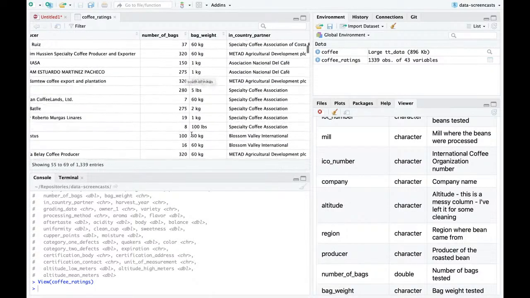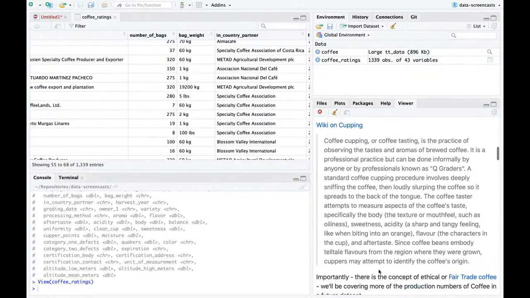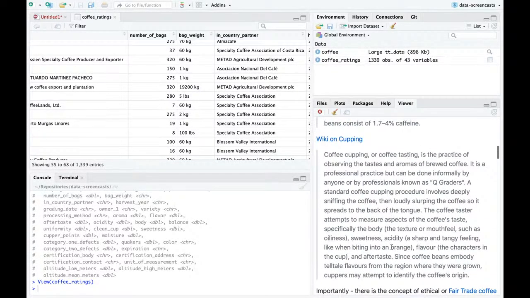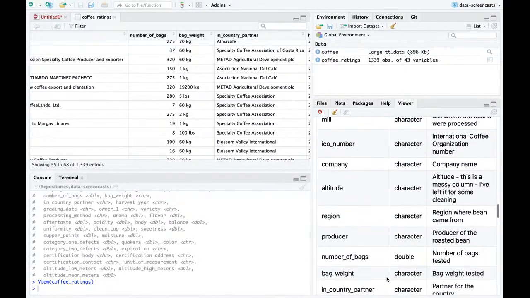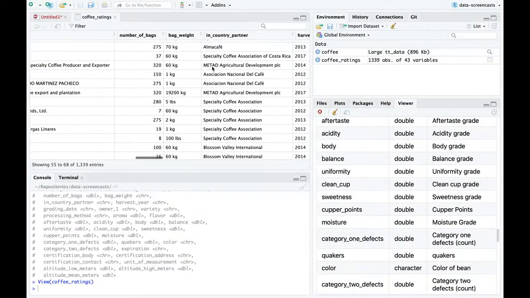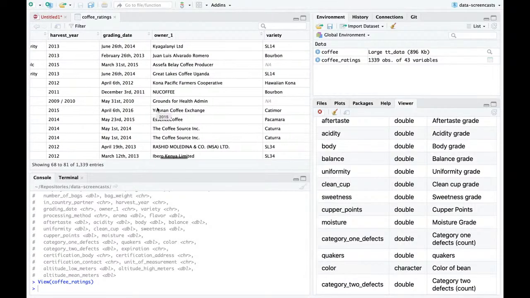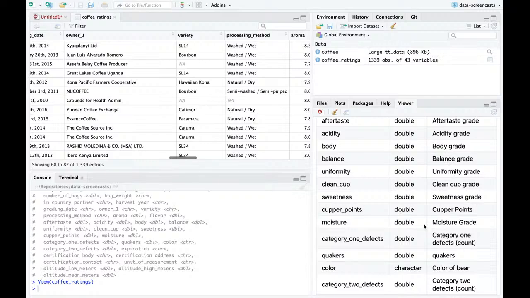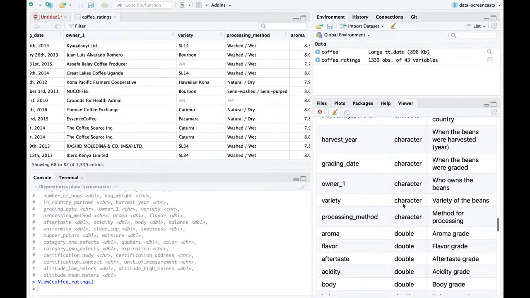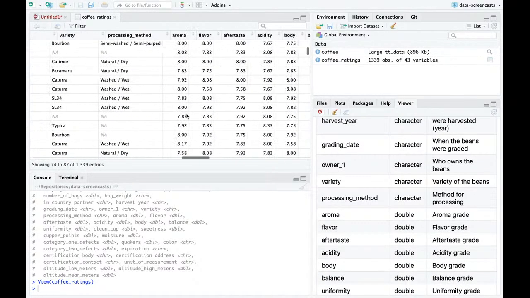Producer. All right. Now we have number of bags. How many bags were tested? So this is like a test. I'm just reading through this quickly. Wow, they tested this many bags. That's crazy. More and more information. What year was harvested? We could look at changes over time. What date it was graded on, and lots of things. Who owns the beans? The variety of the beans, several types of beans. The processing method, whether it's washed, wet, or natural, dry.